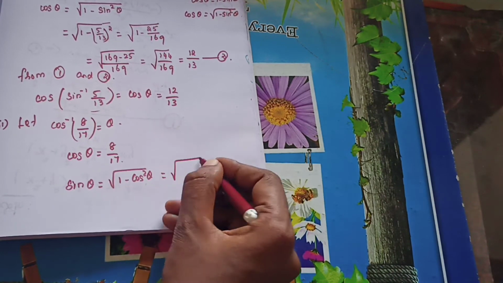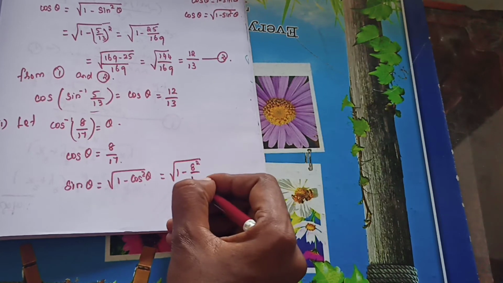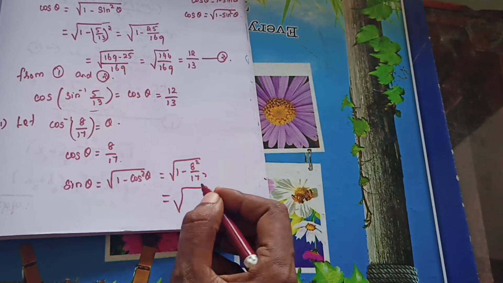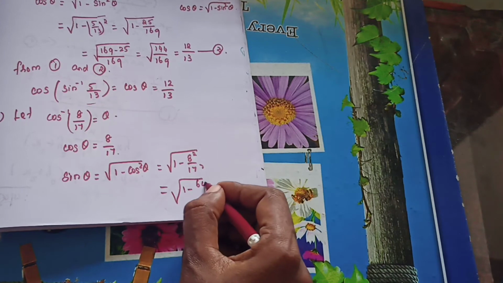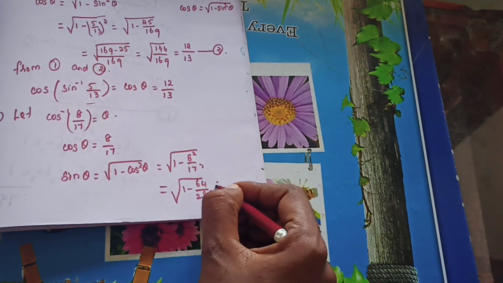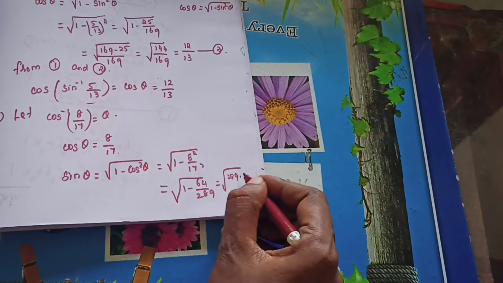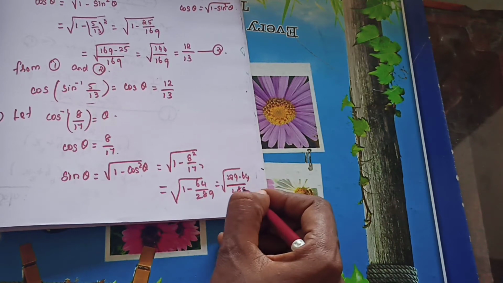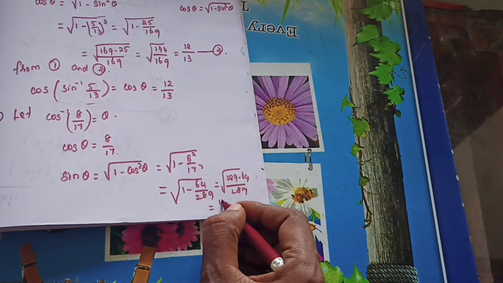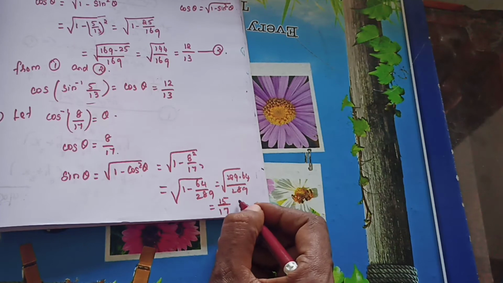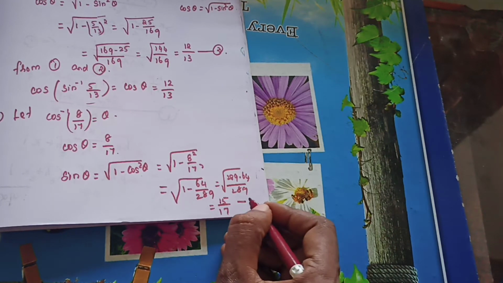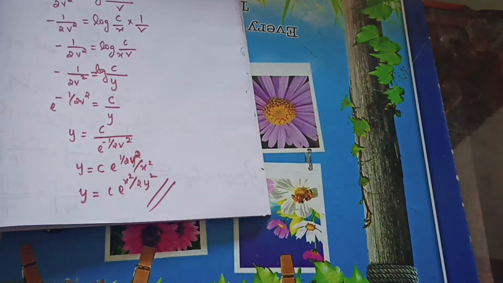So root of 1 minus 8 square by 17 square. That's equal to square root of 1 minus 64 by 289. If you simplify, 289 minus 64 divided by 289. What's the value? 15 by 17. Take this as equation number 2.